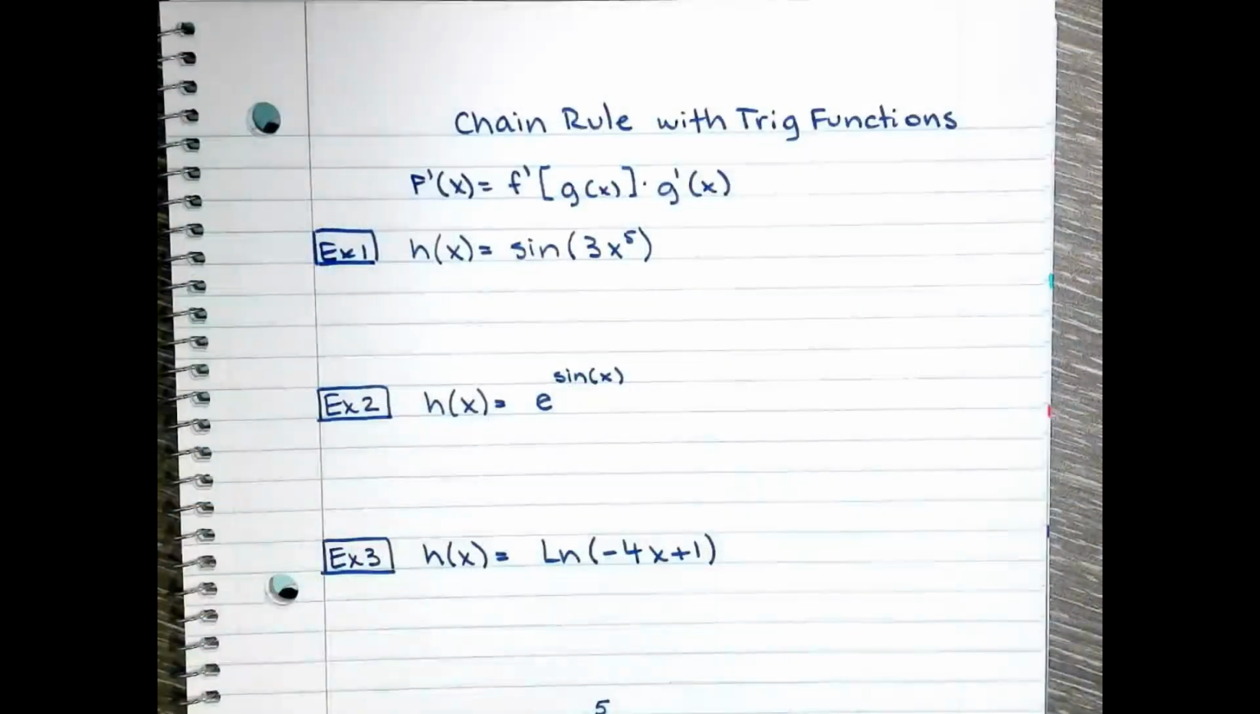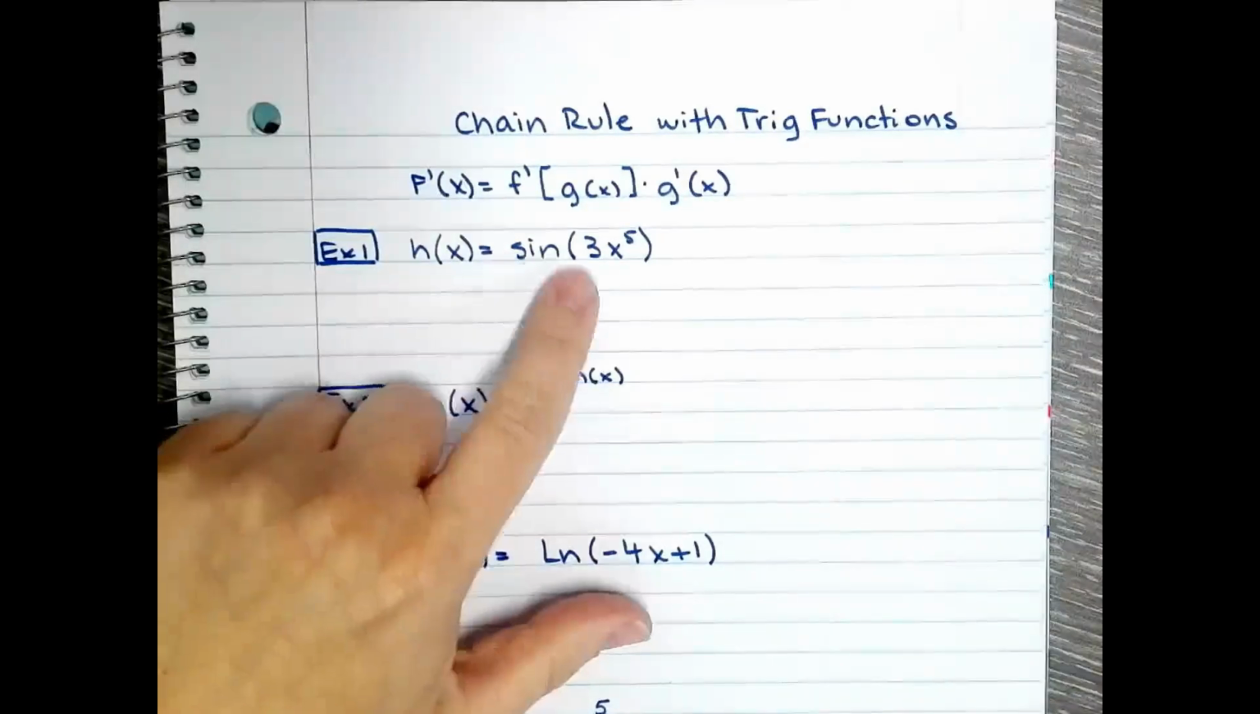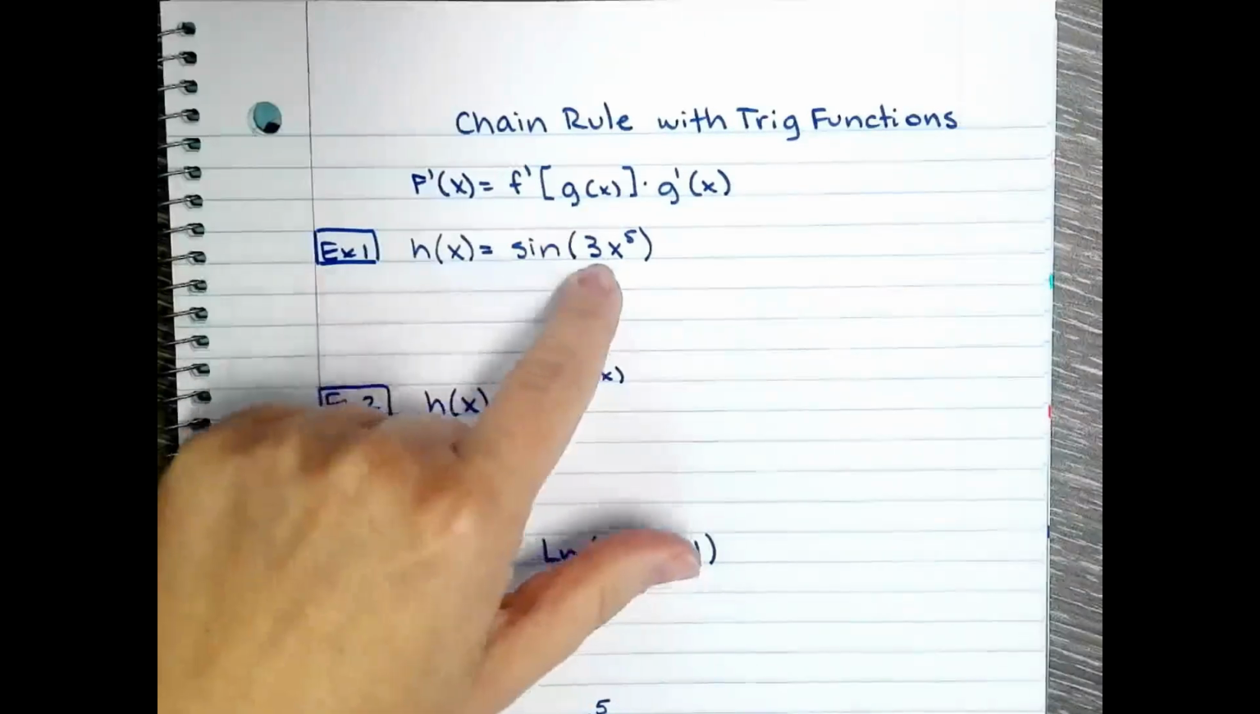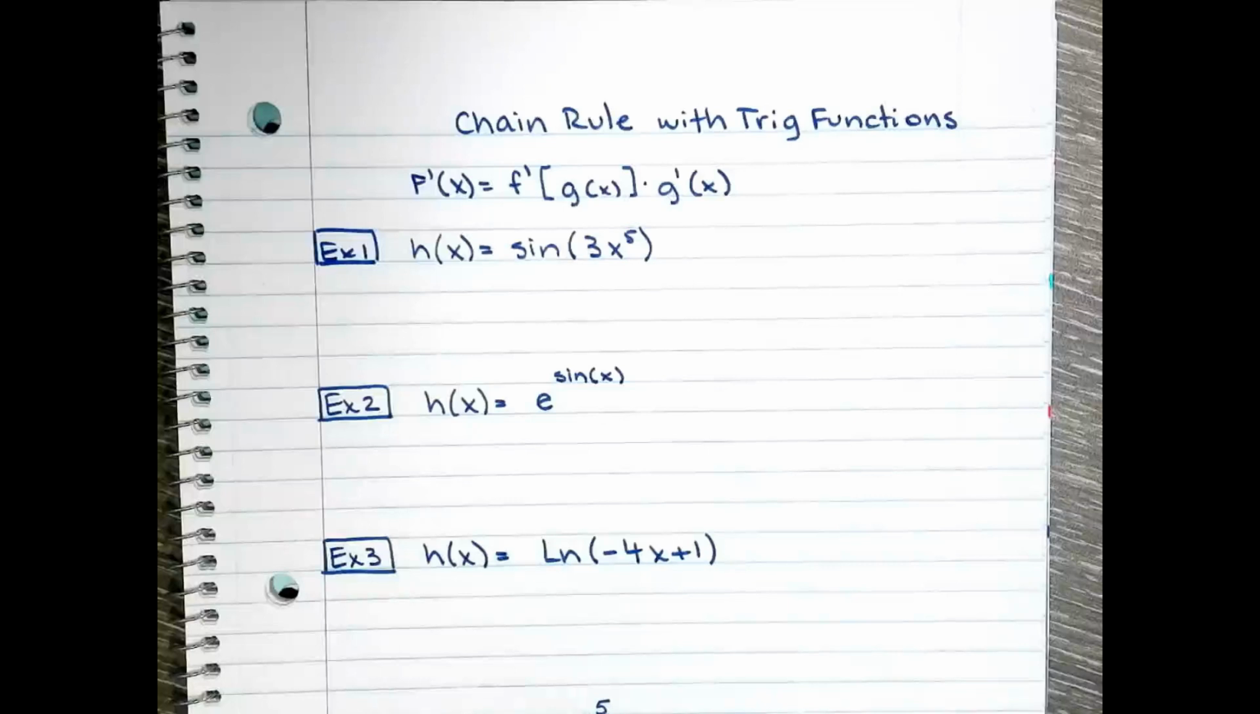Derivatives again. But now we're doing chain rule with a couple of examples with trig functions. We know how this works, but now it just looks a little different when you have to find the derivative of sine of a different function that is not simply x. But we got this.